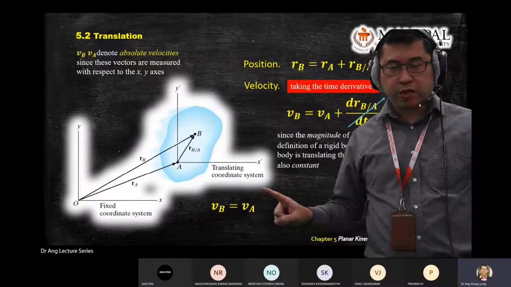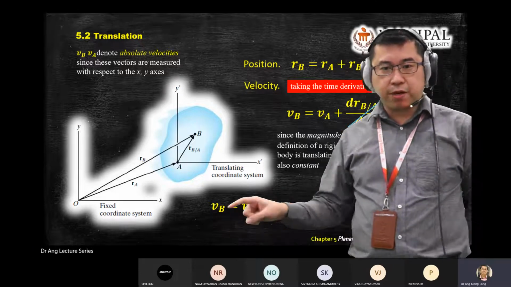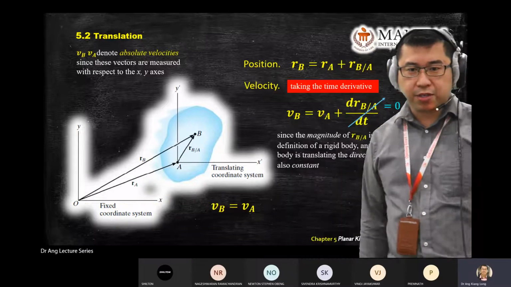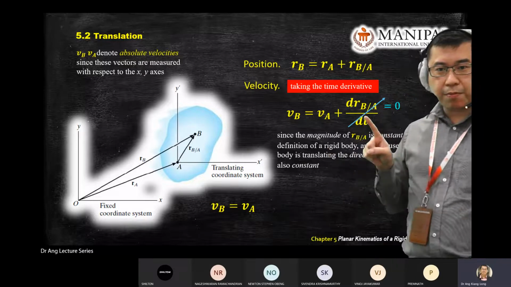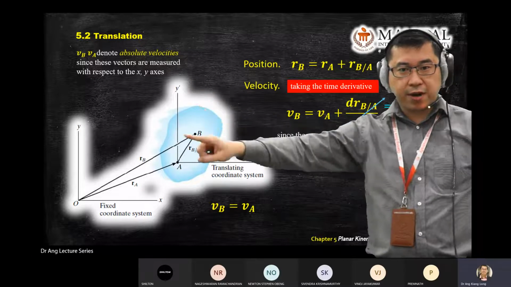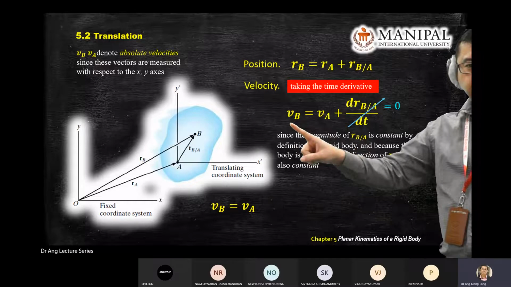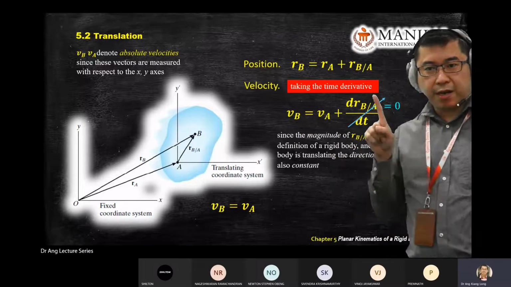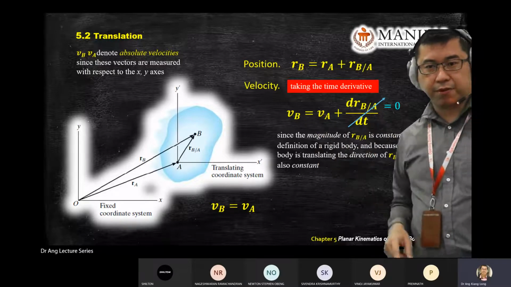Again, where do you measure these two velocity? You measure from fixed coordinate system or the primary reference system. These two is primary reference system. This component is referring to translating axis, y prime and x prime. They are different system. VA, VB are from the same system, from same axis, but this one is different axis compared to the previous one.